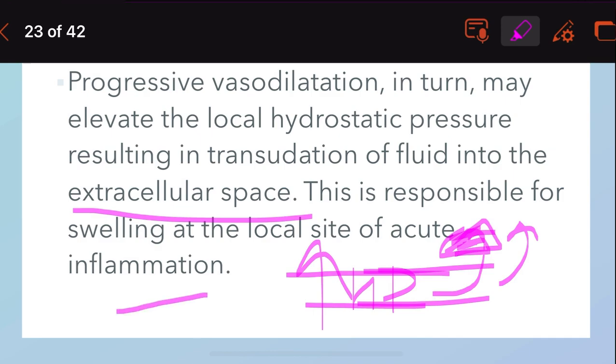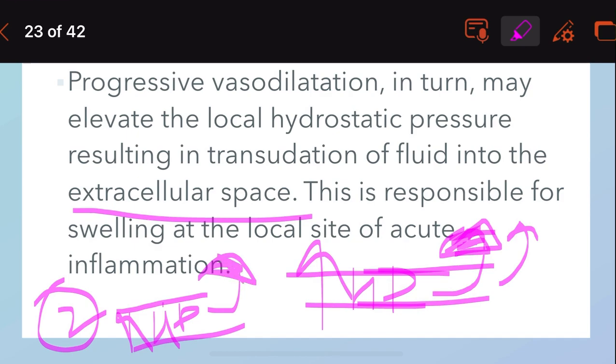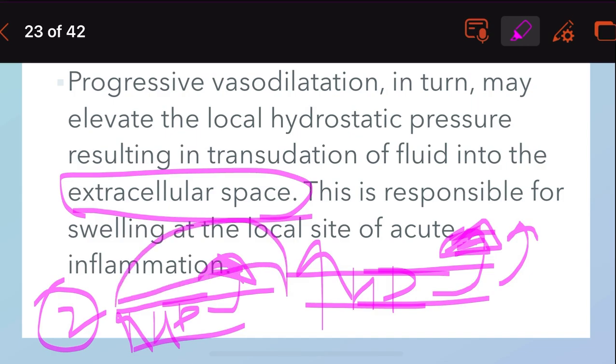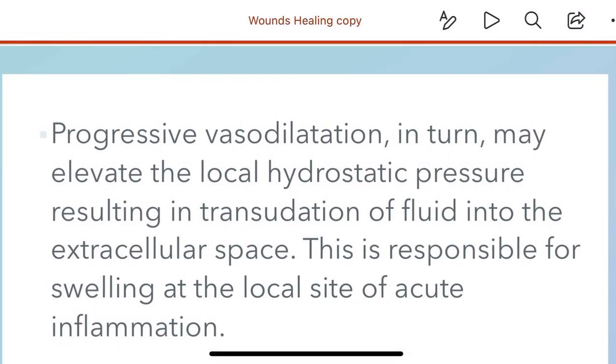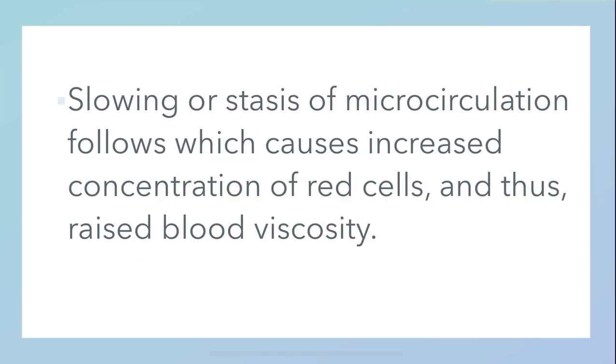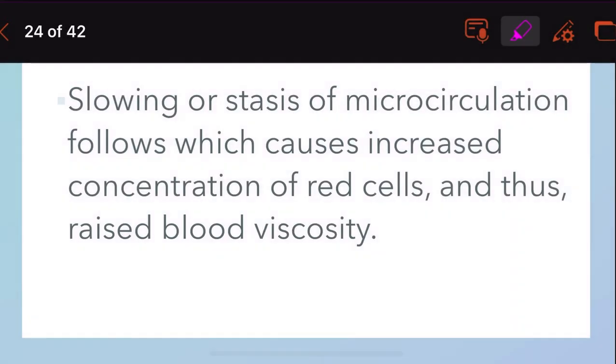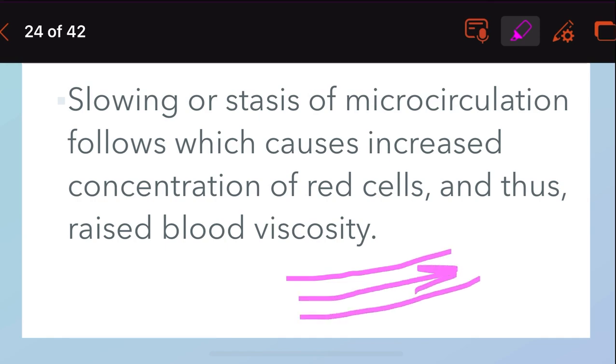This is responsible for the swelling. So we saw the redness is because of the vasodilation. Second thing, there is increased hydrostatic pressure, which is resulting in the escape of the fluid into the interstitial tissues or the extracellular space, resulting in the swelling of that area. Localized swelling occurs because of that. Slowing or stasis of the microcirculation follows, which causes increased concentration of red cells and thus raised blood viscosity. Now you saw that the blood flow is increased, and that blood is going to pass very slowly. There is reduced flow, slowly it's going to pass at the site of injury.